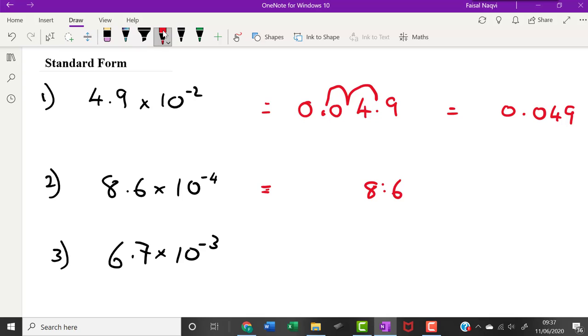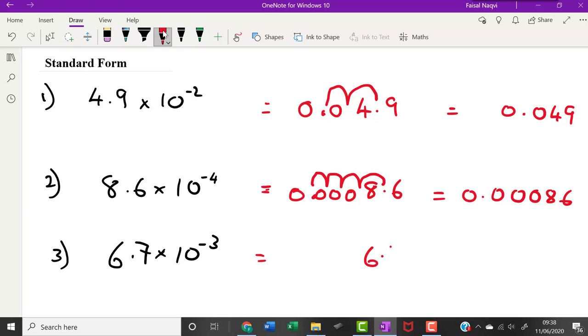In the second one, I've got 8.6. I move my decimal point to the left 4 spaces. 1, 2, 3, 4. Here's my decimal point. I put in my zeros. So my answer is 0.00086. In the last one, I've got 6.7. I move my decimal point to the left 3 spaces. 1, 2, 3. There's my decimal point. I put in my zeros under the arches, so I've got 0.0067. And those are my final answers as ordinary numbers.